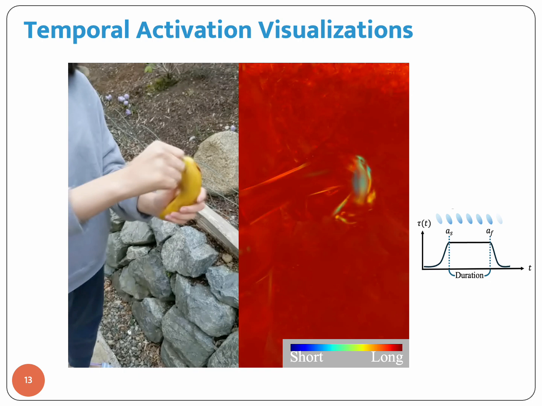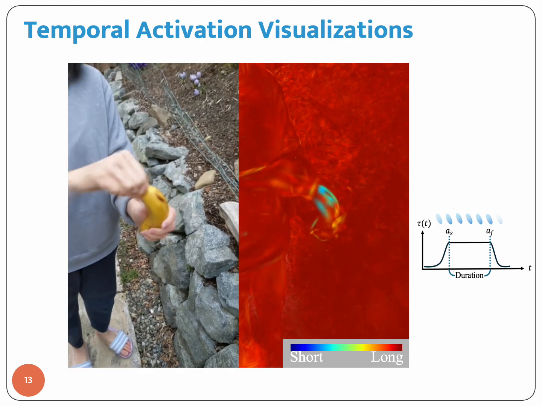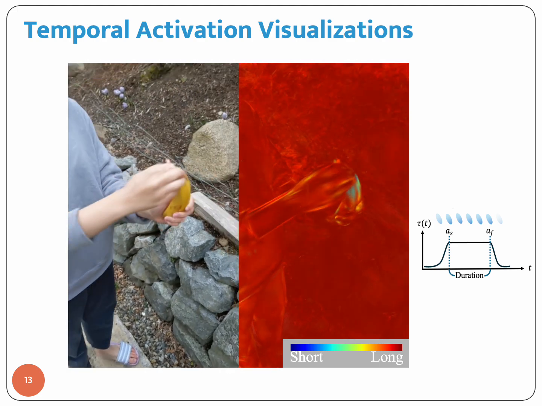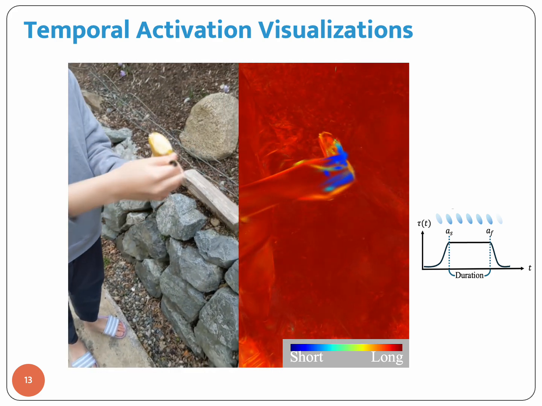Next, we present the rendering results in temporal activation visualization, with the rendered video shown on the left and the temporal activation visualization on the right. We analyze Gaussian durations, defined as the temporal span between activation onset and termination.